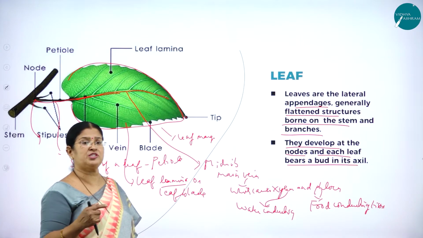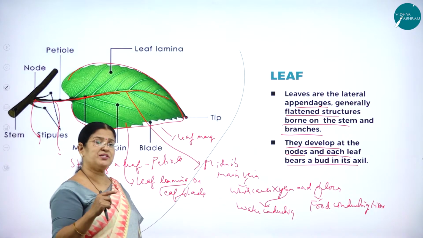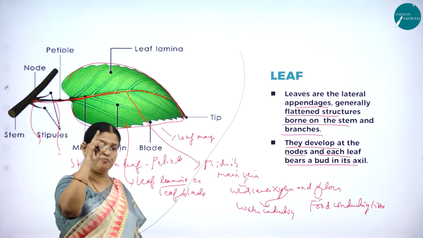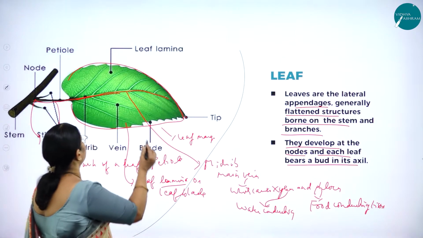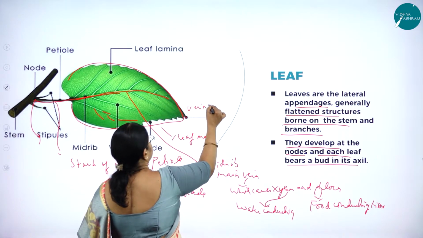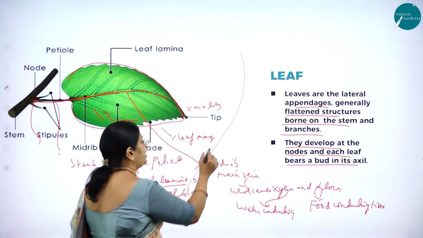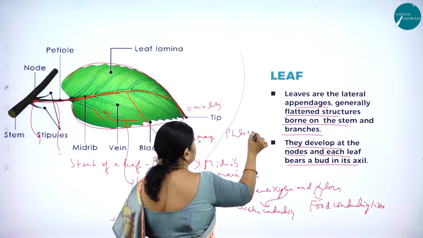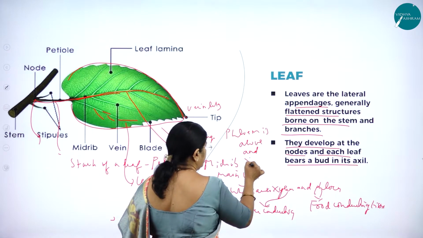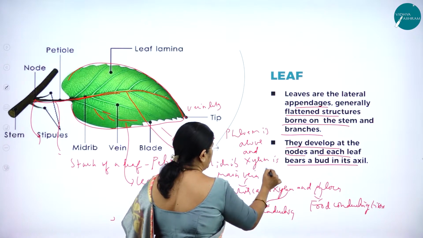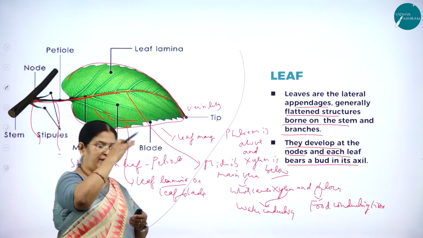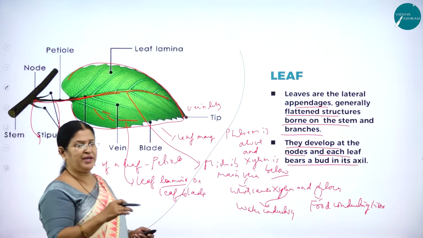What is that which conducts food from upwards? Where is the food actually prepared? In the leaf. So phloem is the tissue found in the leaf which carries the food that is prepared from upwards to downwards. Here you can see the main vein and these are called veinlets. Usually the phloem is above and the xylem is below.